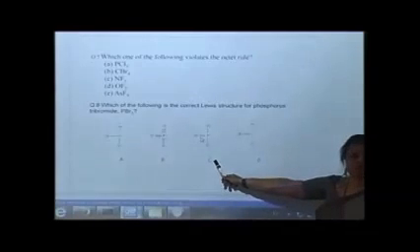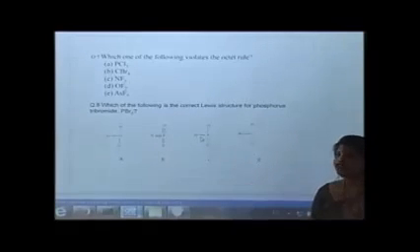Phosphorus is in the same family, the nitrogen family. It has 5 valence electrons. It is forming 3 single bonds with bromine plus 1 lone pair. Isn't it? So the correct choice should be C. Moreover, halogens will never form a double bond.